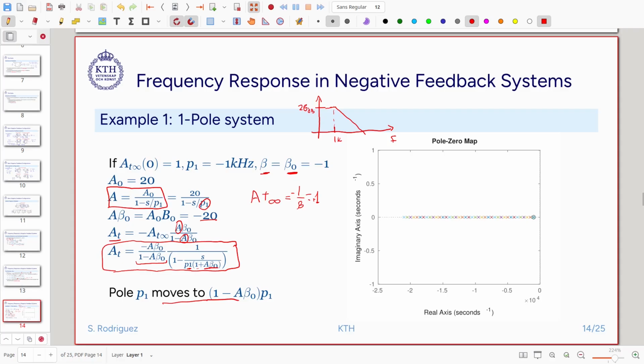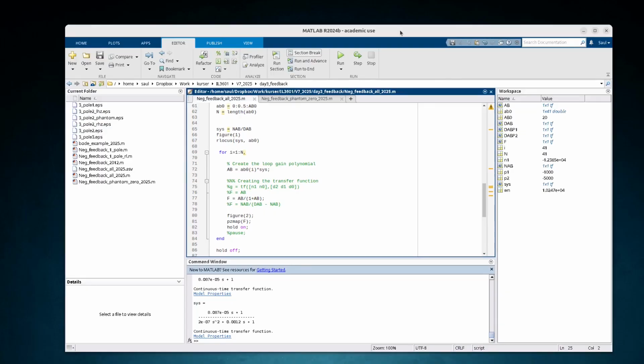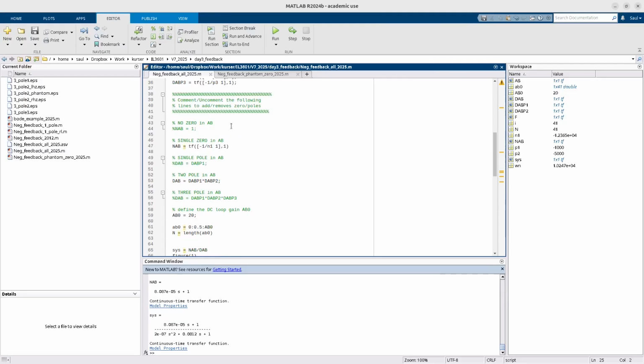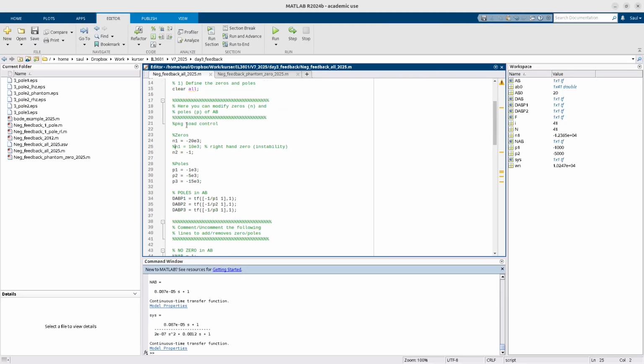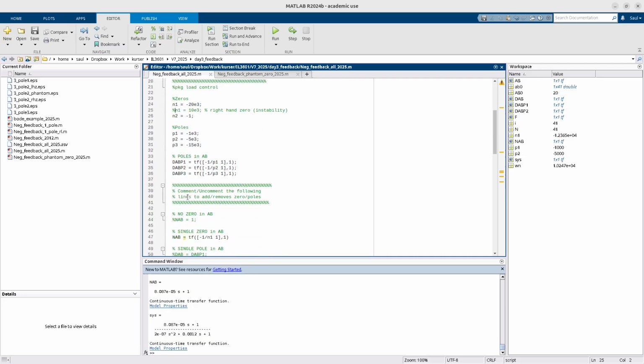So this is something very interesting. If it started at 1 kilohertz and then I put feedback, suddenly this is going to move towards the right to a higher frequency. So how does it work? Let's take a look at an example in MATLAB. So I have the following scripts in MATLAB that we can use to explain how the poles and zeros affect the negative feedback.